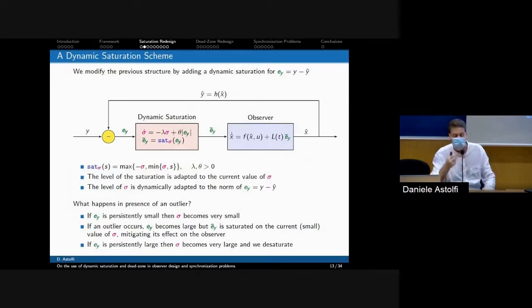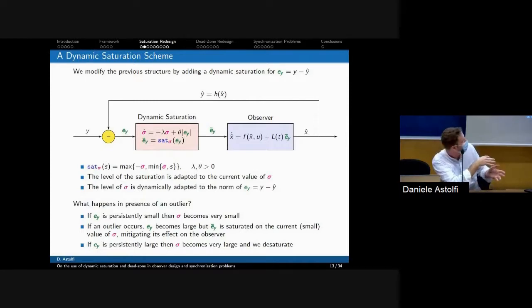It means that we are small for a long time. So we are, in the sense that we are close to the right solution, so we don't have to use the correction term. Now, if an outlier arrives at a certain time, well, EY will become very large. But actually, the level of the saturation is still very low. And so this means that actually we filter it through the saturation.